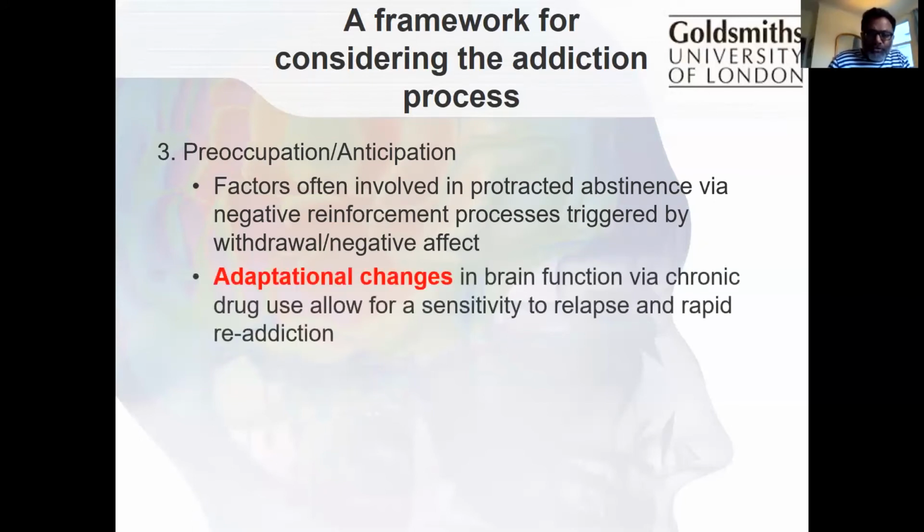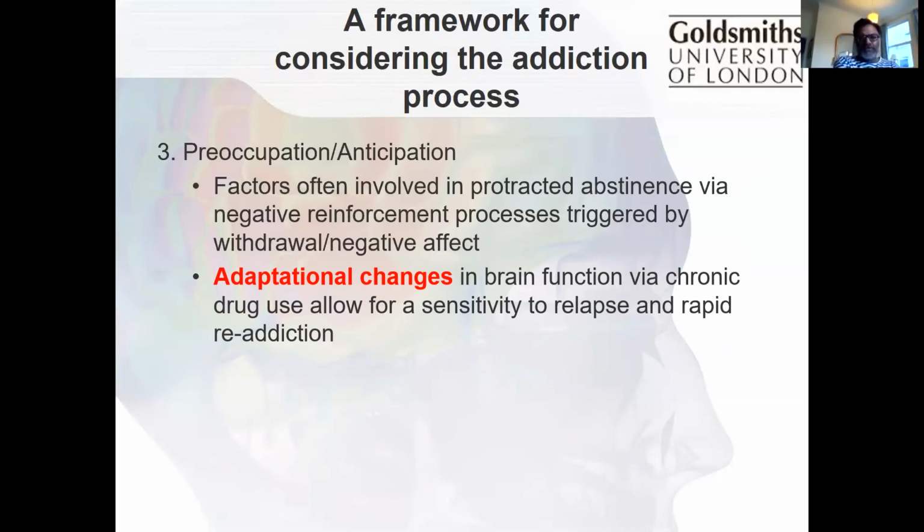And what's happening is that there are changes that are happening in different brain areas that are adapting via the chronic drug use. And the result of that is that these are long-term changes, which is why you can have relapse and rapid re-addiction. So just taking someone and saying, no, you can't have the drug at all is not going to work because their brain chemistry has changed. It doesn't work like a healthy person's brain because there have been adaptational changes because of this long-term abuse of the drug.